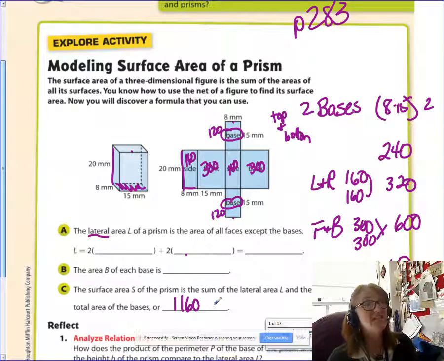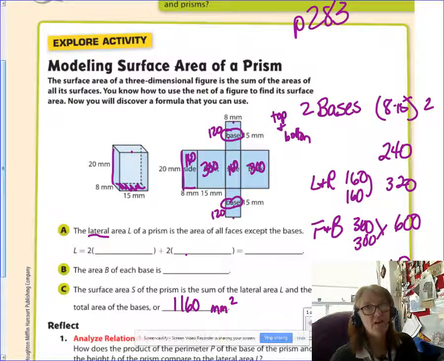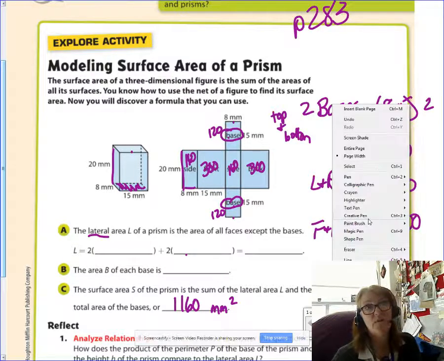Now, this is just square units because we're just wrapping it with paper, wrapping the present. You could tackle this another way. And here's how I want to show you another way to do it, and you see if you like doing it this way.